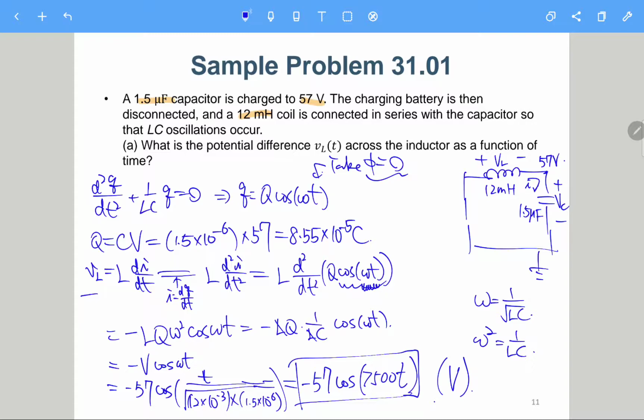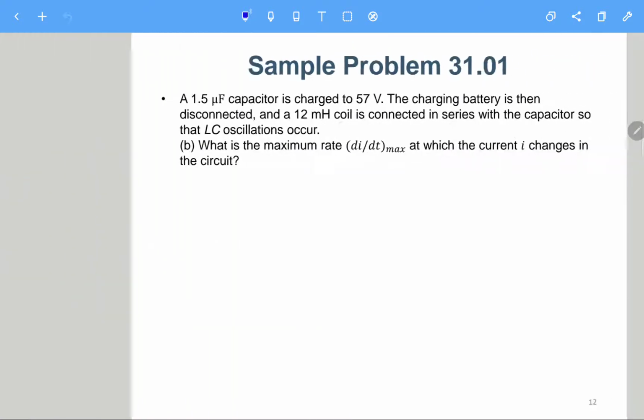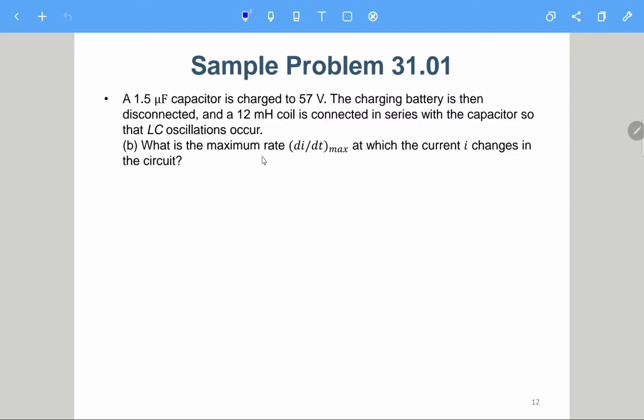Any questions? So for part B, what is the maximum rate dI dt max at which the current I changes in the circuit? Yeah, so of course we will have I to be dQ dt. And of course Q is nothing but capital Q cosine omega t. And taking the first derivative will be minus omega Q sine omega t.